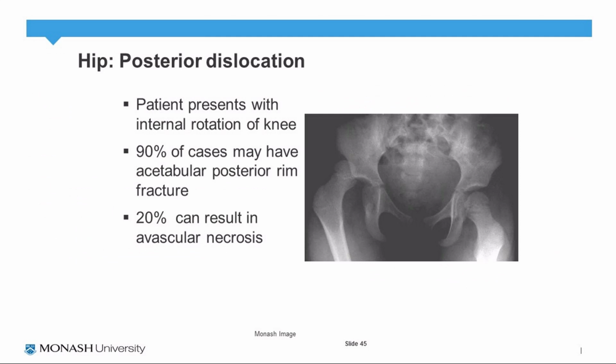The posterior hip dislocation is more common, as the patients would present with internal rotation of the knee, and it's important to note that in 90% of cases there could be associated acetabular posterior rim fractures. The position of the femoral head in the posterior dislocation tends to be superior and more laterally, and about 20% can result in avascular necrosis.